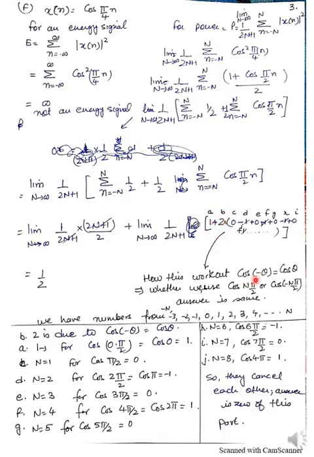Because cos of minus theta equals cos theta. So whether we use cos n pi by 2 or cos minus n pi by 2, the answer will remain the same. Due to this, the answer of this part will turn out to be 0, and so the total answer will be coming out from this part, which equals 1 by 2. So this is a power signal with power equals 1.